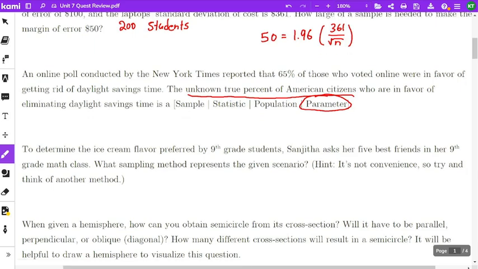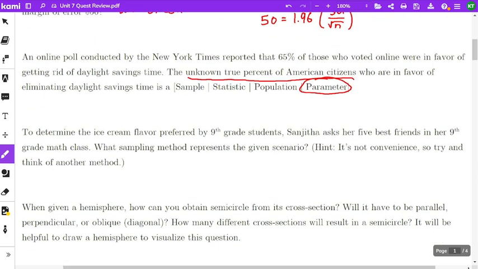All right, moving on, we have this asking about ice cream flavor, 9th grade students, and Sanjita's asking her 5 best friends in her 9th grade math class what their favorite is, and it's asking what method represents the given scenario. It's not convenience, though it could seem convenient because of the fact that these are her 5 friends. Let's just ask those 5 people. This one is actually going to be clustering.